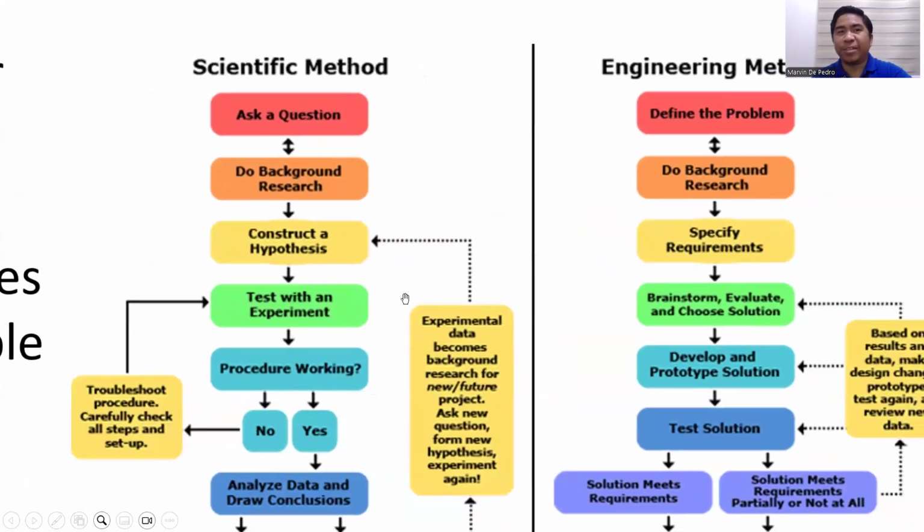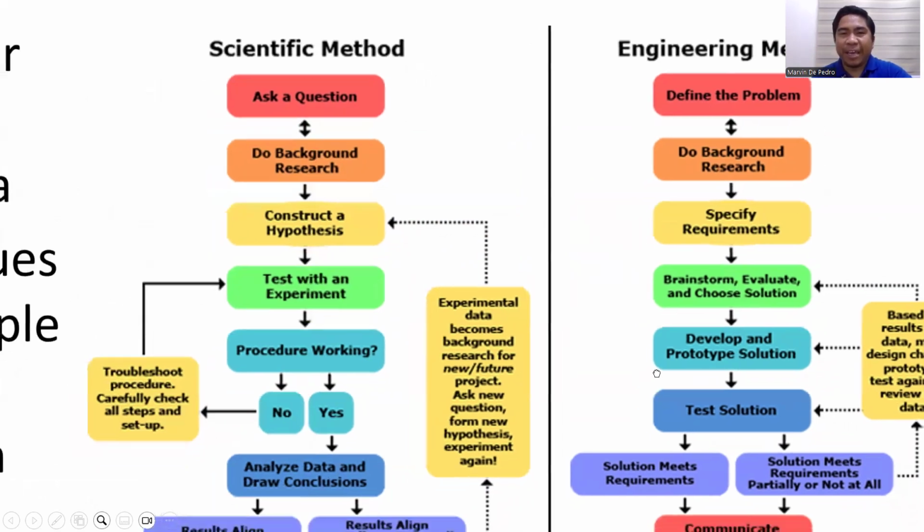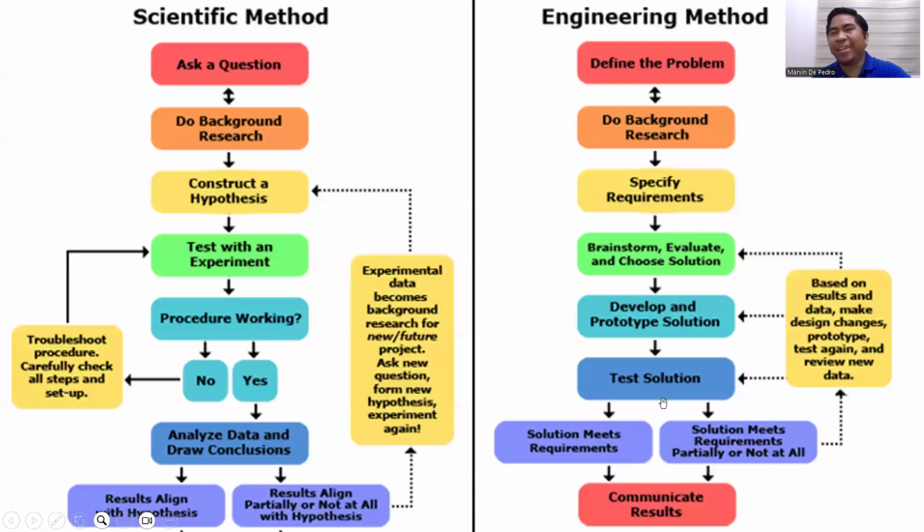So usually for students, this is the process. We ask the question, do background research, construct a hypothesis, and then we test. Before we can test the experiment, we go to the other side first. We build our prototype. We define the problem and so on, and then if the solution meets the requirements and can solve the problem, then we communicate. Of course, we can now use our prototype for the experiment. That's how these two things are connected.